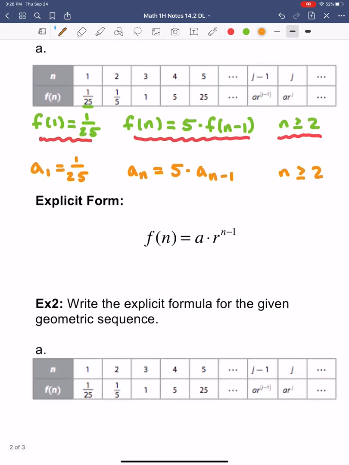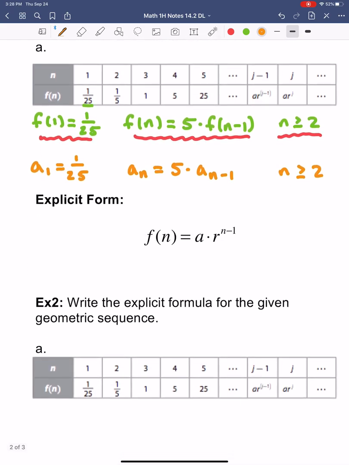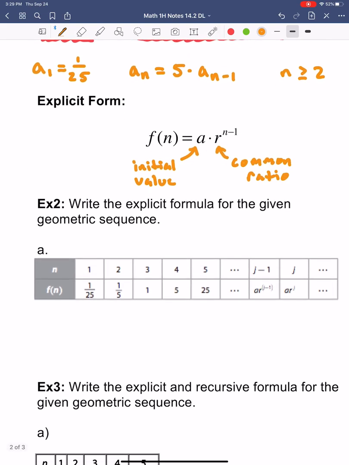We also have the explicit form, which is more helpful to us because it allows us to find any term in the sequence. And so for this one, we've got two pieces here. We've got a, which is the initial value, or the starting term, the first term of the sequence, initial value. And then we've got R again, which we know as the common ratio. And if we have those two pieces, then we can write this explicit form of these geometric sequences.